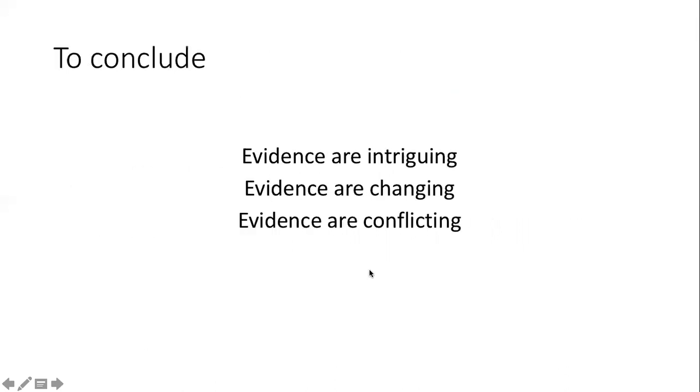So overall, I know the evidence is new and intriguing, but evidence is something that is ever changing, and it is actually conflicting. For this conflicting evidence, we need the opinion of our panel of experts. In this regard, I refer to our panel of experts for further opinion regarding this presentation.